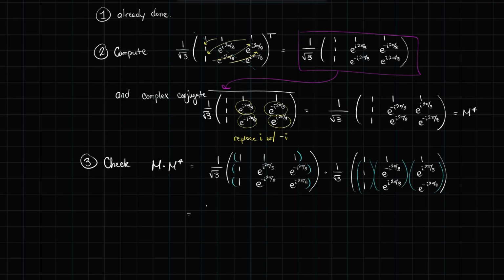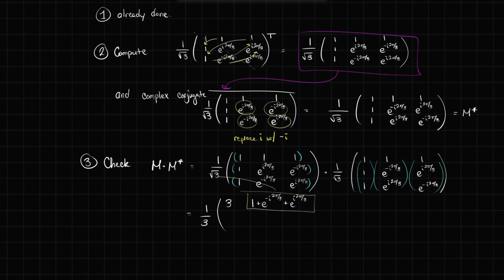And the 1 over root 3's are coming along, 2 of them, so I have 1/3 total. If I look at my top row against my left column, it looks like I have 1 plus 1 plus 1, so I have a 3. If I look at the top row against the middle column, I have 1, and then I'm adding e to the negative i 2 pi over 3 to e to the positive i 2 pi over 3. Now it's not clear why this should be the case.